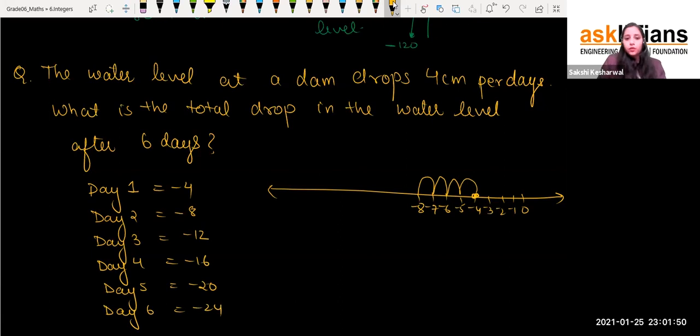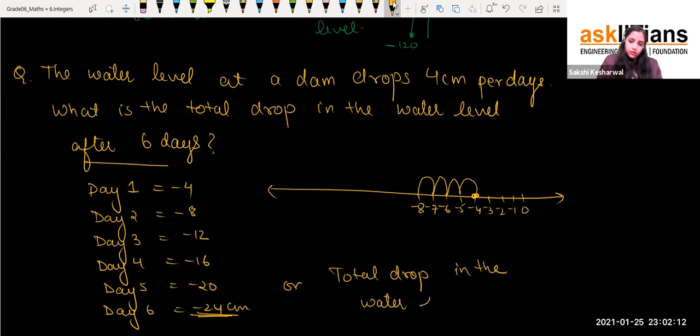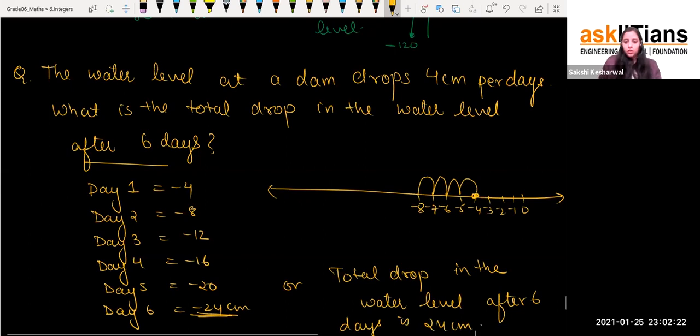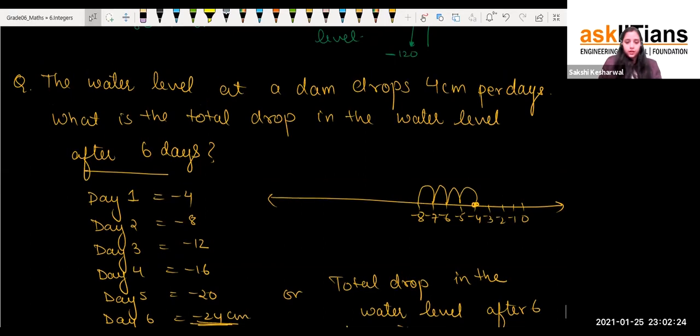So what is the drop in the water level after the 6 days? After the 6 days, it will be dropped to what, beta? Minus 24. Yes or no? So your answer will be what? Minus 24 centimeter, or the total drop in the water level after 6 days is 24 centimeter, right? I think just write it down. I'll get a question for you. Just a second.